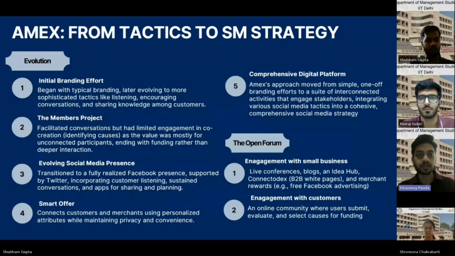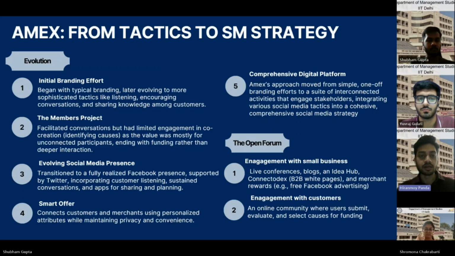The last case study is from Amex. We talked about the social media tactics, and eventually organizations shifted from tactics to a social media strategy. We can see it initially started from the regular branding effort by Amex, and later evolved into sophisticated tactics like listening, encouraging conversations, and sharing knowledge among consumers. We can see member projects that facilitated conversations. Open Forum was also encouraged by Amex. Some of the examples are live conferences, blogs, Idea Hub, Connectodex, and merchant rewards.